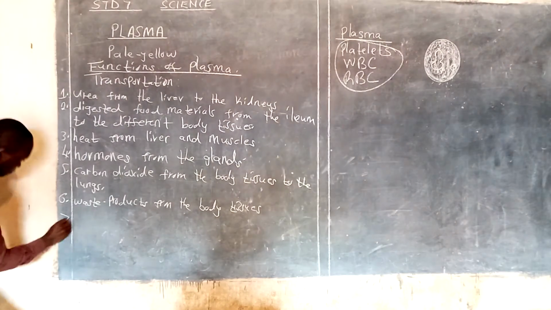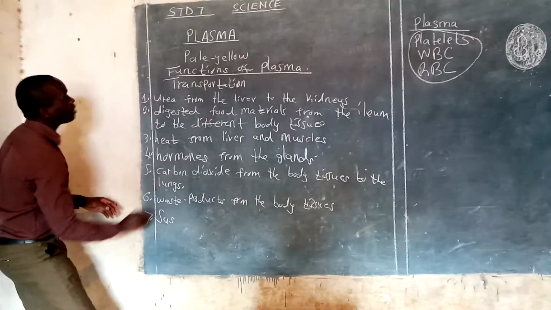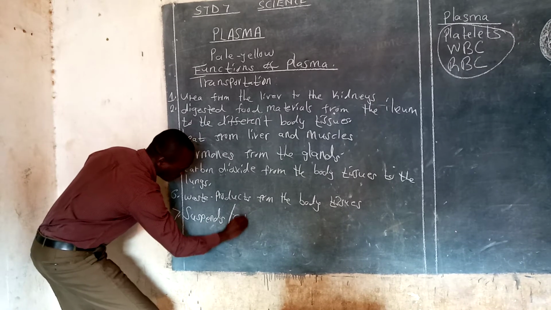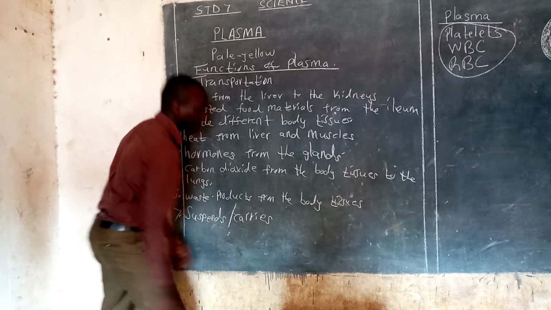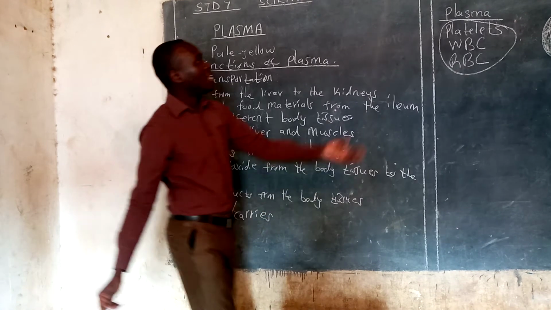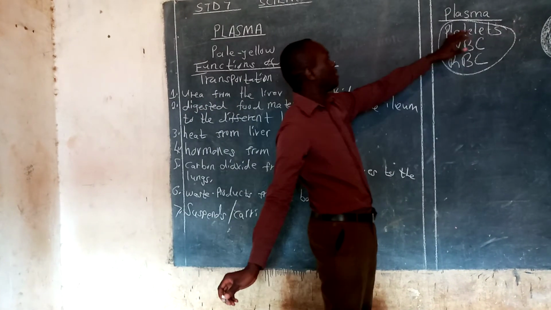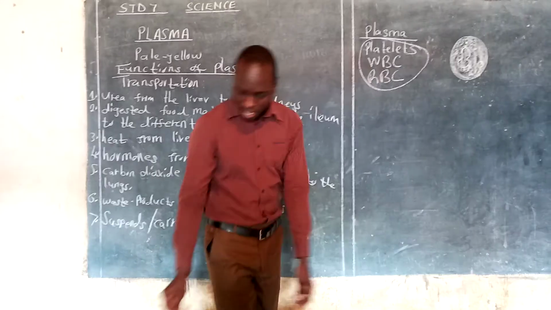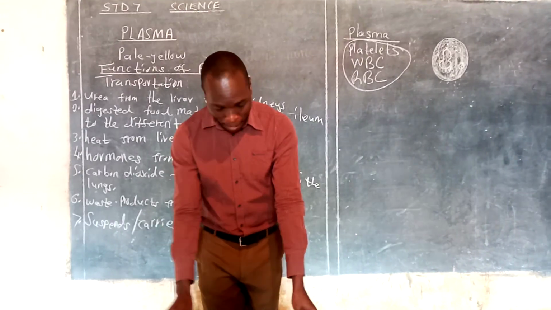Number 7. Plasma suspends, or you can say carries, the other components of blood, and those other components of blood are here: platelets, white blood cells, and red blood cells. Those are some of the functions of plasma.